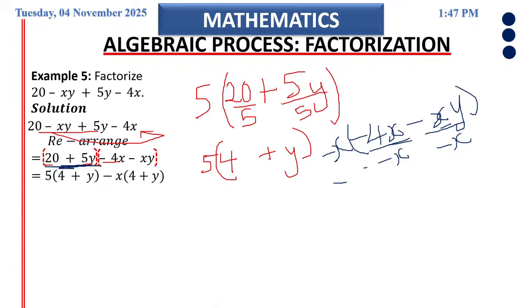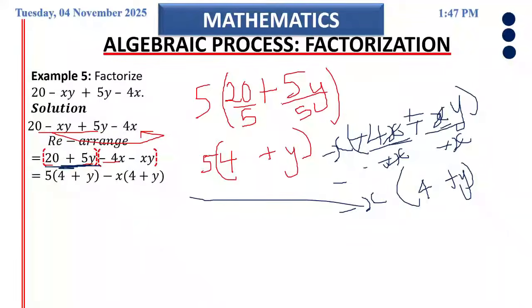If you have it this way, what do we do? Minus divided by minus is plus, and x cancels x. Same thing here: minus divided by minus is plus, and x cancels x, leaving 1. So we are left with minus x into the bracket 4 plus y. That's how we come about this here.